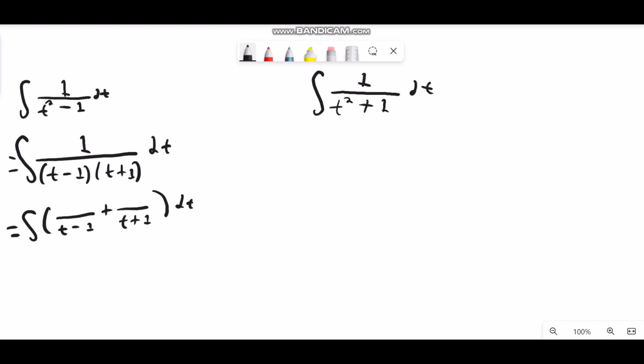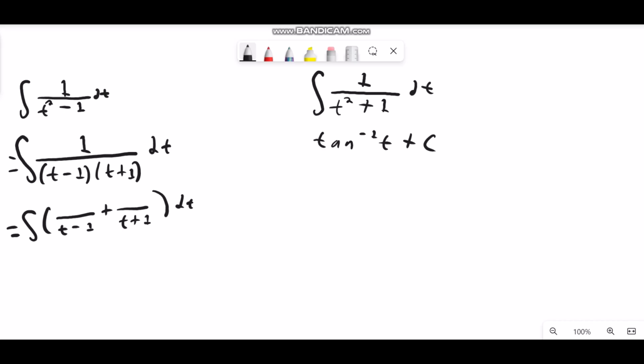Now let's take a look at this integral on the right here. We're integrating 1 over t squared plus 1. Now this time we can't factor it, at least not with real numbers. We'll get to the factoring with complex numbers in a moment. But fortunately, we know that we can just put down the answer for this as being the inverse tangent of t, and of course plus a constant.